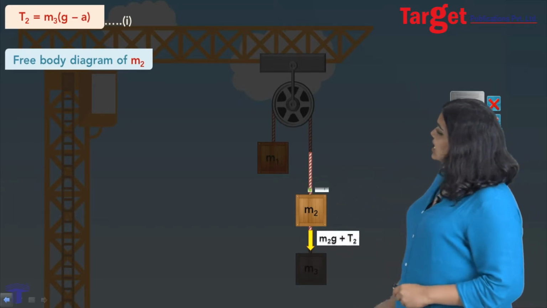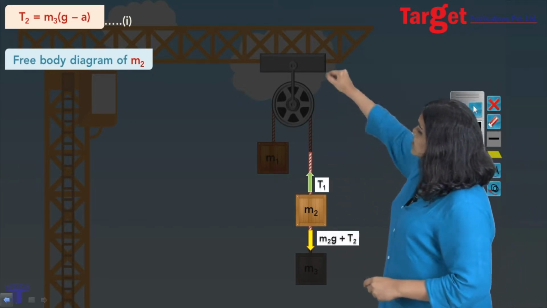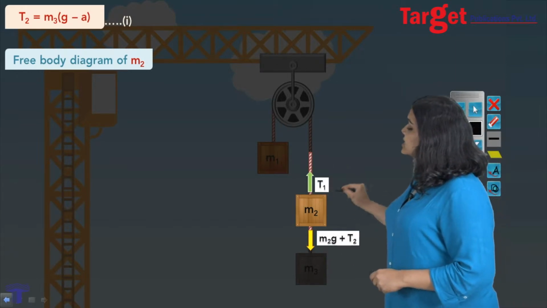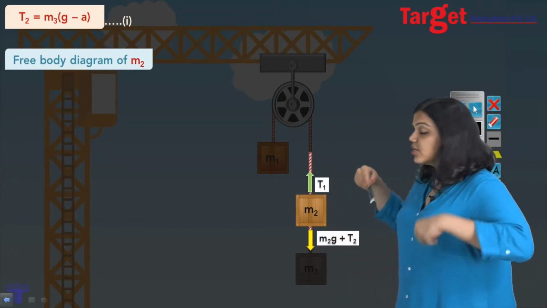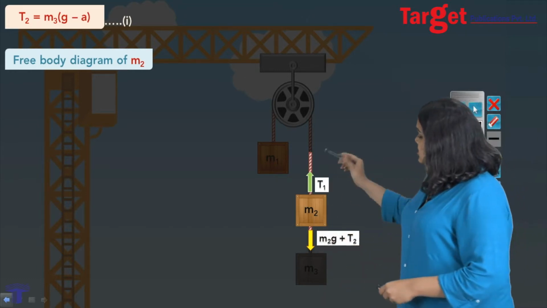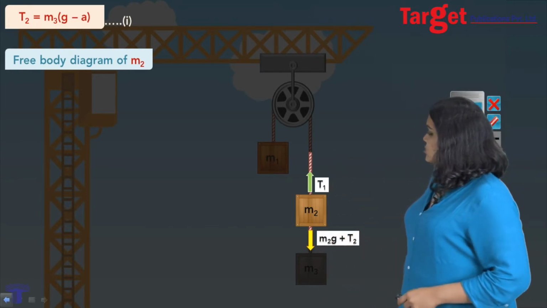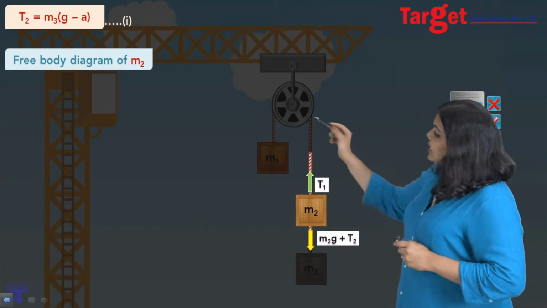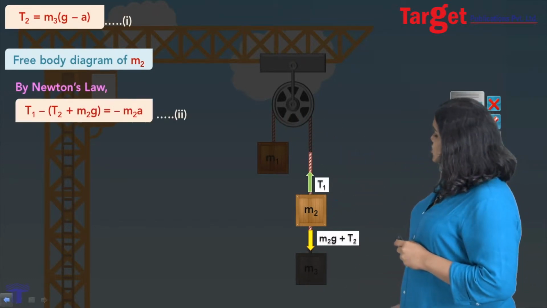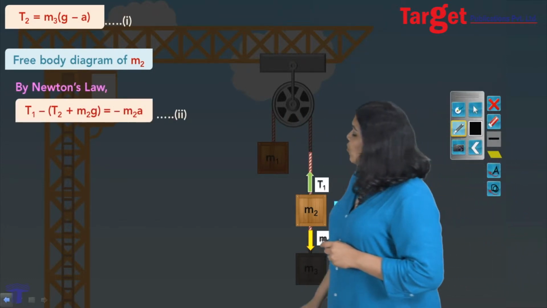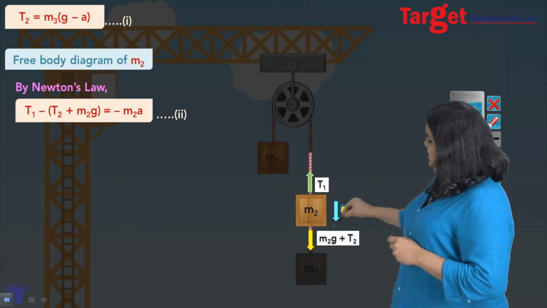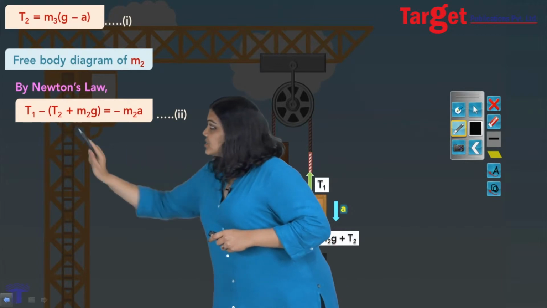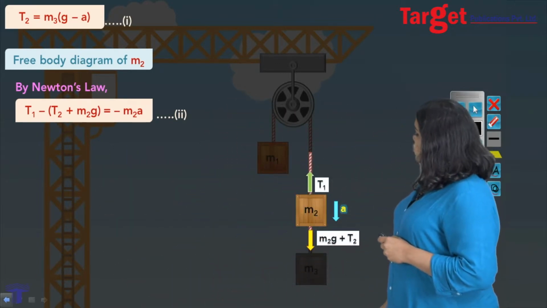Now what is the force acting upwards? It is nothing but the tension in this string, and that I'm going to take as T1. I'm going to take a different kind of tension because these are different pieces of string. They are different strings, so there will be different tensions. Okay, so finally I can write from Newton's law the equation for M2, that is T1 in the upward direction positive, T2 plus M2G in the downward direction comes with a negative sign, is equal to minus M2A.